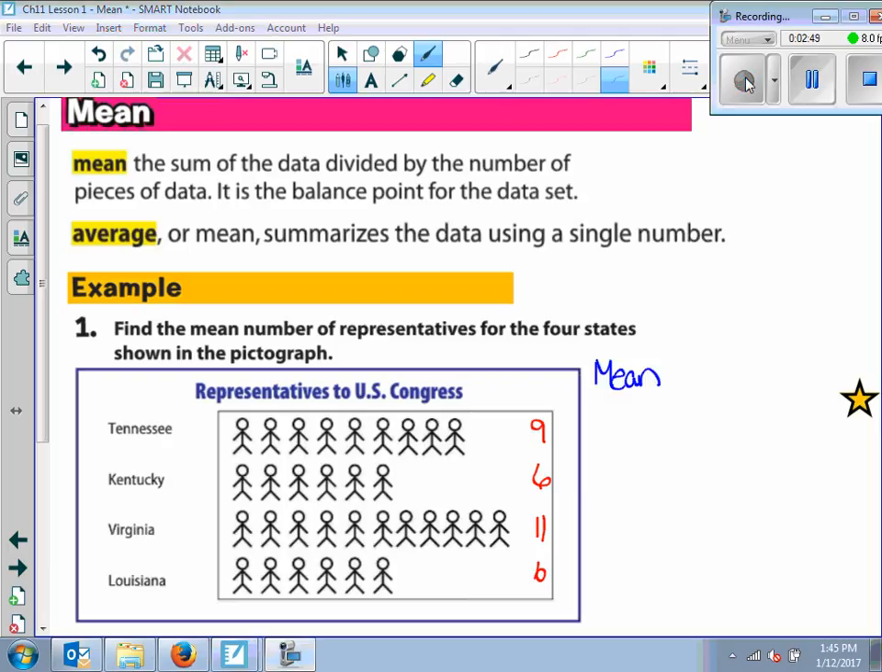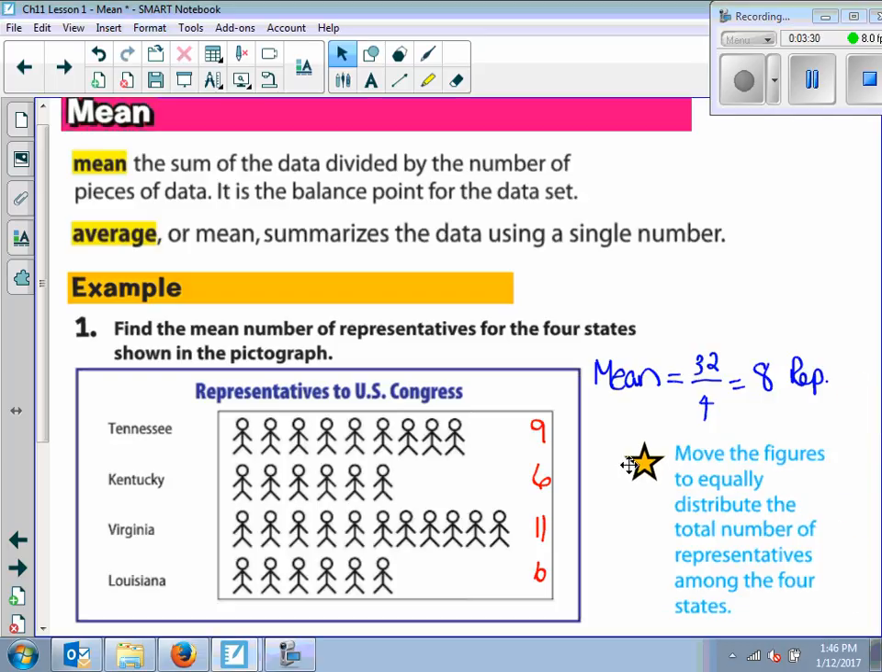To find the mean, we are going to add them all up. 9 plus 11 is 20, and 6 plus 6 is 12. So that's 32. The sum of the data is 32. Then we're going to divide by how many states there are: 1, 2, 3, 4. So 32 divided by 4 is equal to 8. So this is 8 representatives. Is everybody clear?